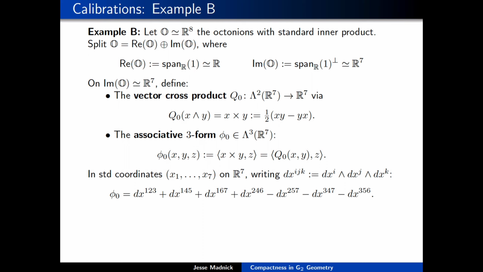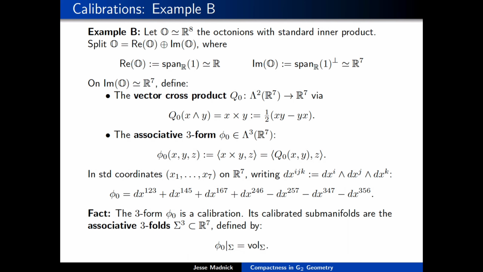Okay, so if you write phi0 in standard coordinates, you get this somewhat awful expression. Phi0 is dx123 plus dx145, etc., where we're writing dxijk as shorthand for the wedges. Okay, and these numbers are not arbitrary. This is the octonionic multiplication table, as it were. If you think of the octonions as being spanned by 1 and E1, E2, E3 up to E7, this says, for example, that E2 times E4 is E6.